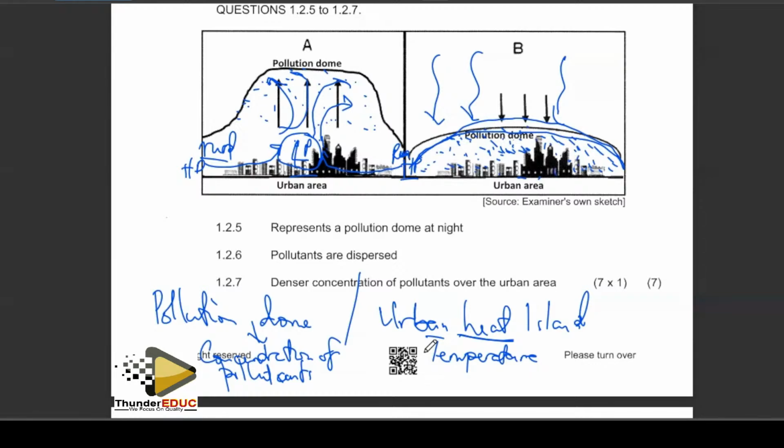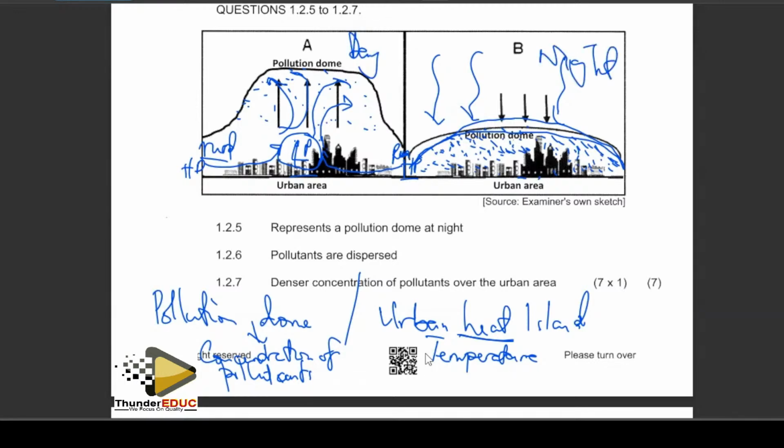During the day, the pollutants are dispersed vertically into the upper atmosphere, but at night, they are concentrated because they are now being pushed down by the strong descending air from the Kalahari high pressure cell. So that is the difference between the pollution dome situation during the day and during the night. So this is typical of the day situation, and this is typical of a pollution dome at night.